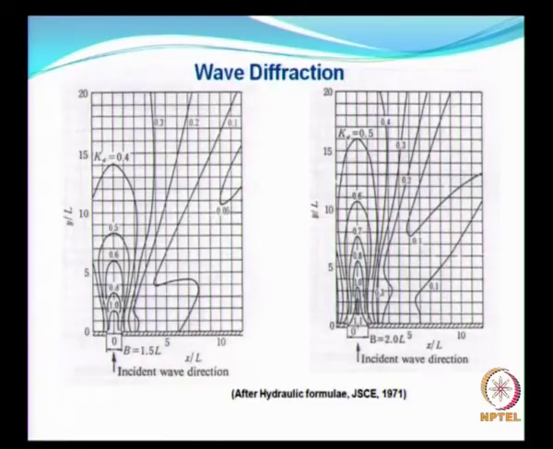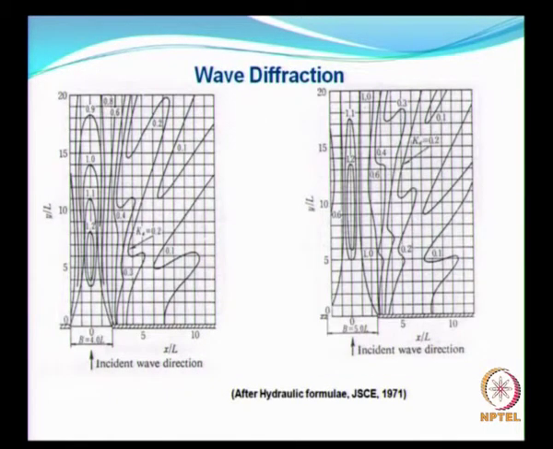So, on the right hand side you see the breakwater gap twice the wavelength. So all this disturbance keeps on increasing as the gap increases. So you have 4 times wavelength and 5 times the wavelength, how the disturbance looks like.